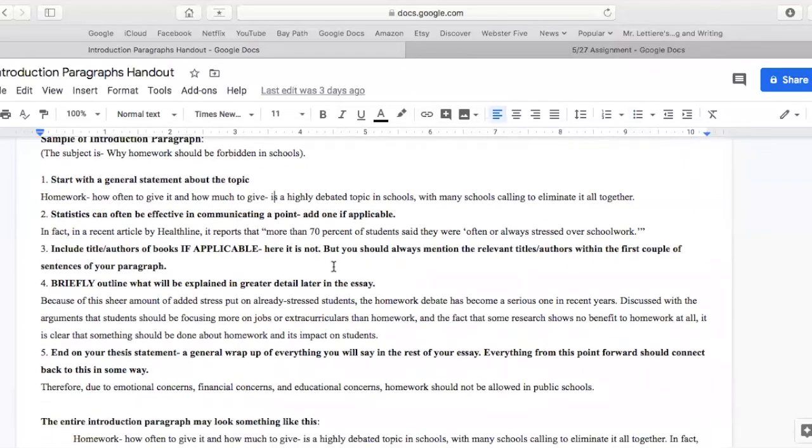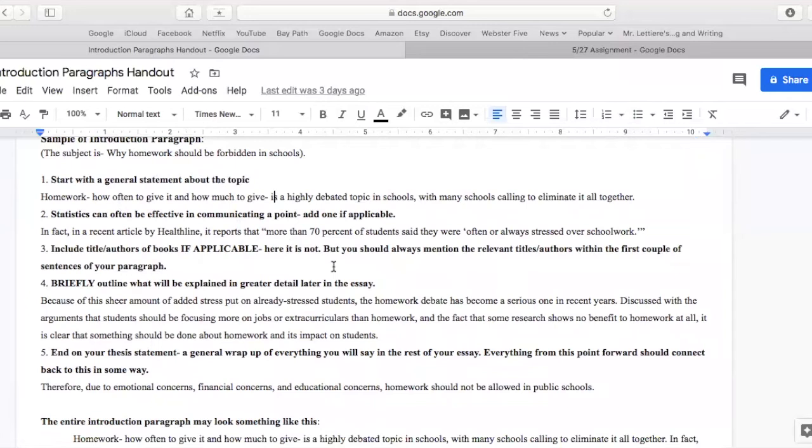But you should always mention the relevant titles and authors within the first couple sentences of your paragraph. So if you start with, impulsivity is often a very negative trait to have. In Shakespeare's Romeo and Juliet, Shakespeare does a great job at explaining this. It is very cliche, but that is the formulaic approach that you can have to this intro if you need that formulaic approach.